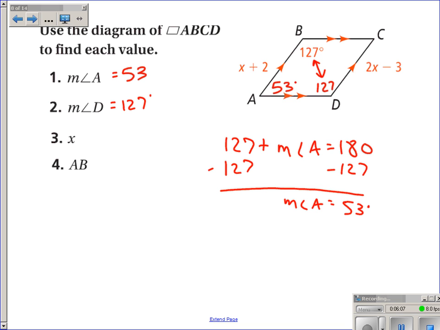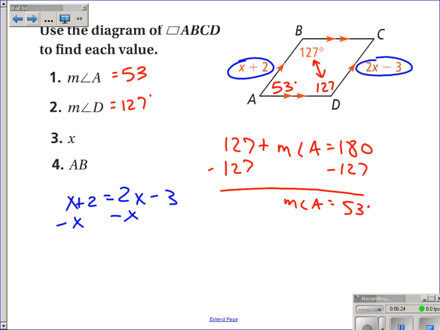Now, to find x, I'm going to use these two expressions. And I know that the opposite sides in a parallelogram are congruent. And so x plus 2 is equal to 2x minus 3. Okay, I'll subtract x from both sides. I'll add 3 to both sides. And x will be equal to 5.